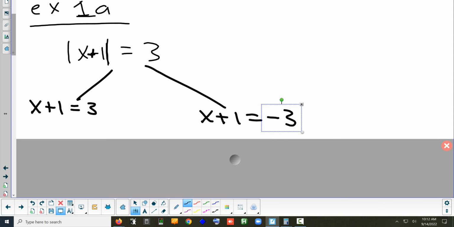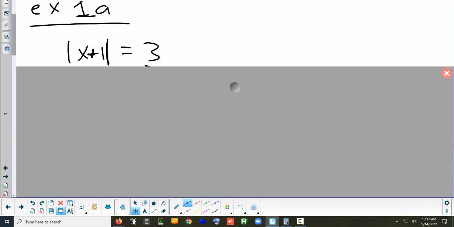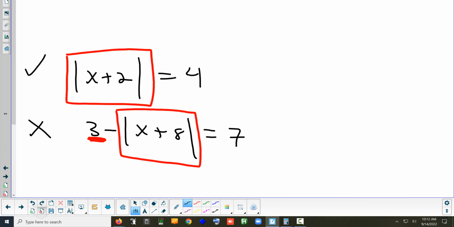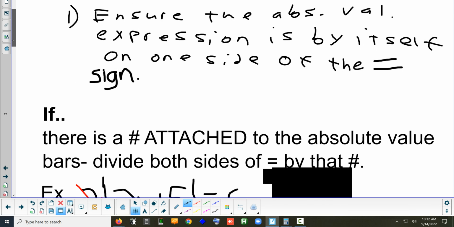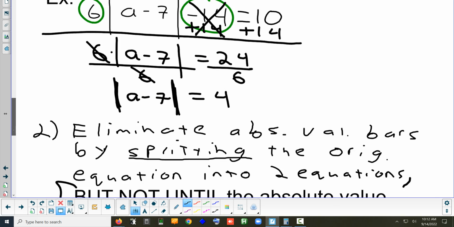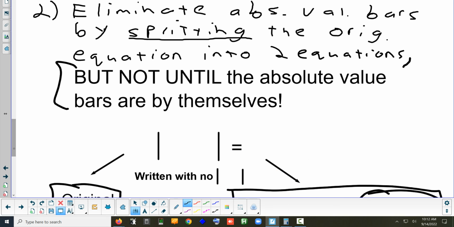Is this absolute value by itself on the left-hand side? Yeah. It doesn't have a times 5 in front of it, or a plus 6 on it. It doesn't have anything like that. So the absolute value is by itself. So once we know that, we can split it. So we go right to step 2. Split it into 2 problems. Both of the problems don't have the bars.